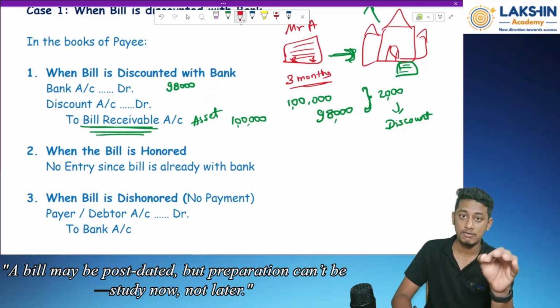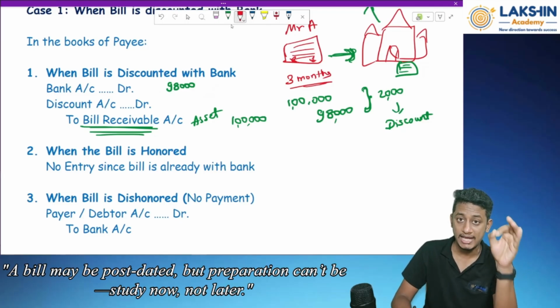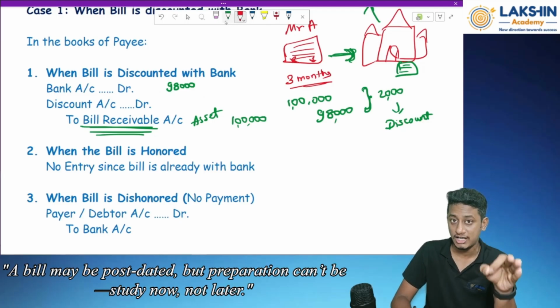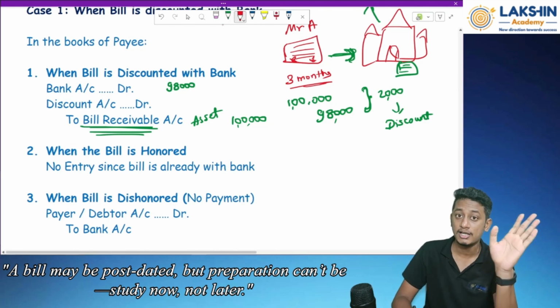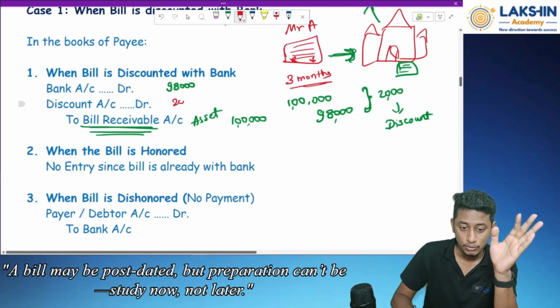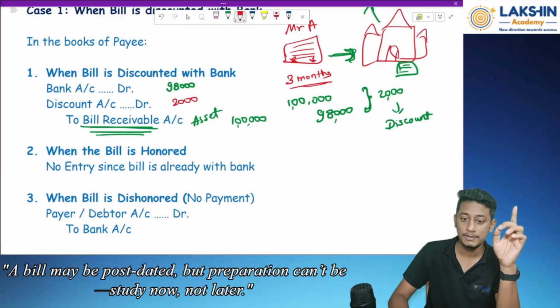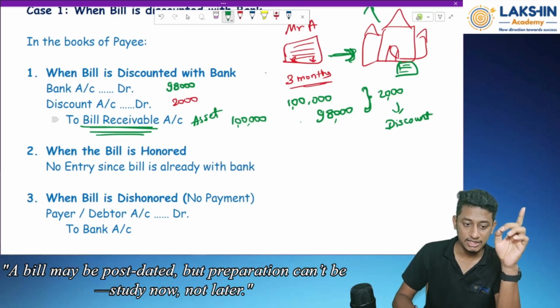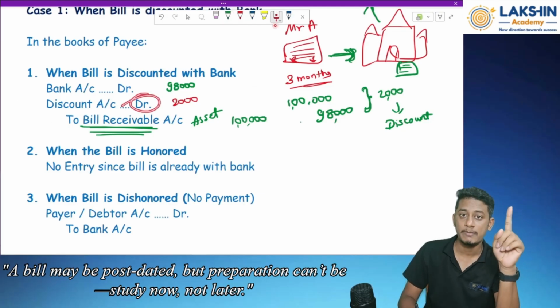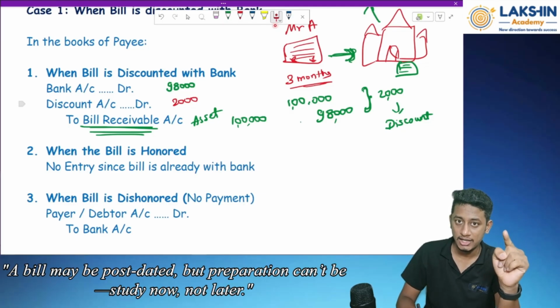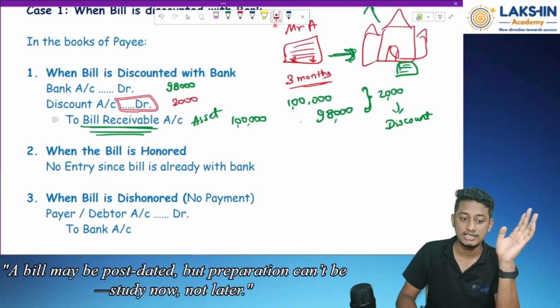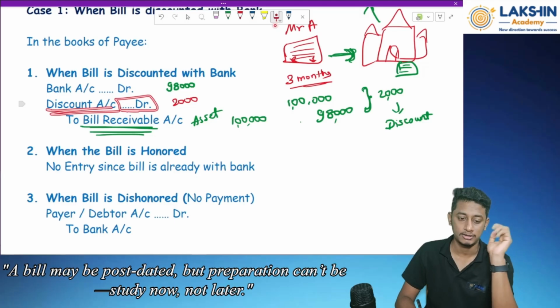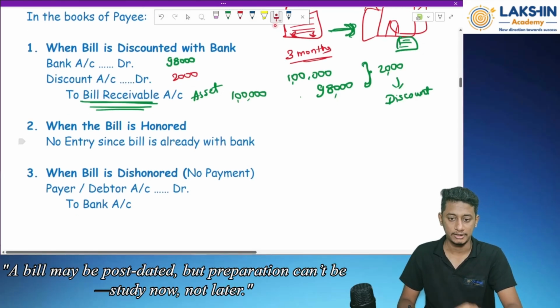So this discount will be an expense for Mr. A. For Mr. A, the discounted value will be an expense, that is rupees 2000. 2000 rupees will be an expense. So whenever expense increases, we will debit the account. That's why the discount amount has been debited, because it's an expense to Mr. A, and whenever expense increases we debit the account. So discount account has been debited. Clear? Okay. Now going ahead.